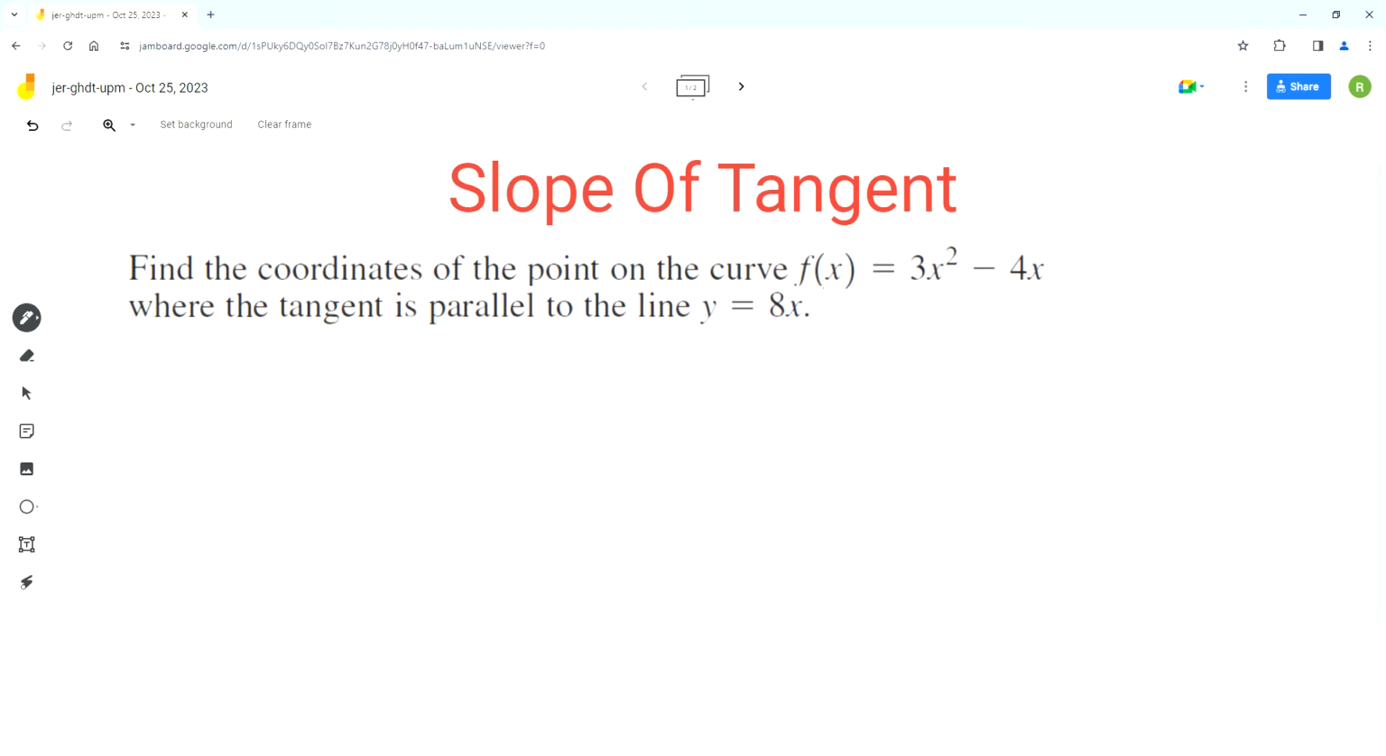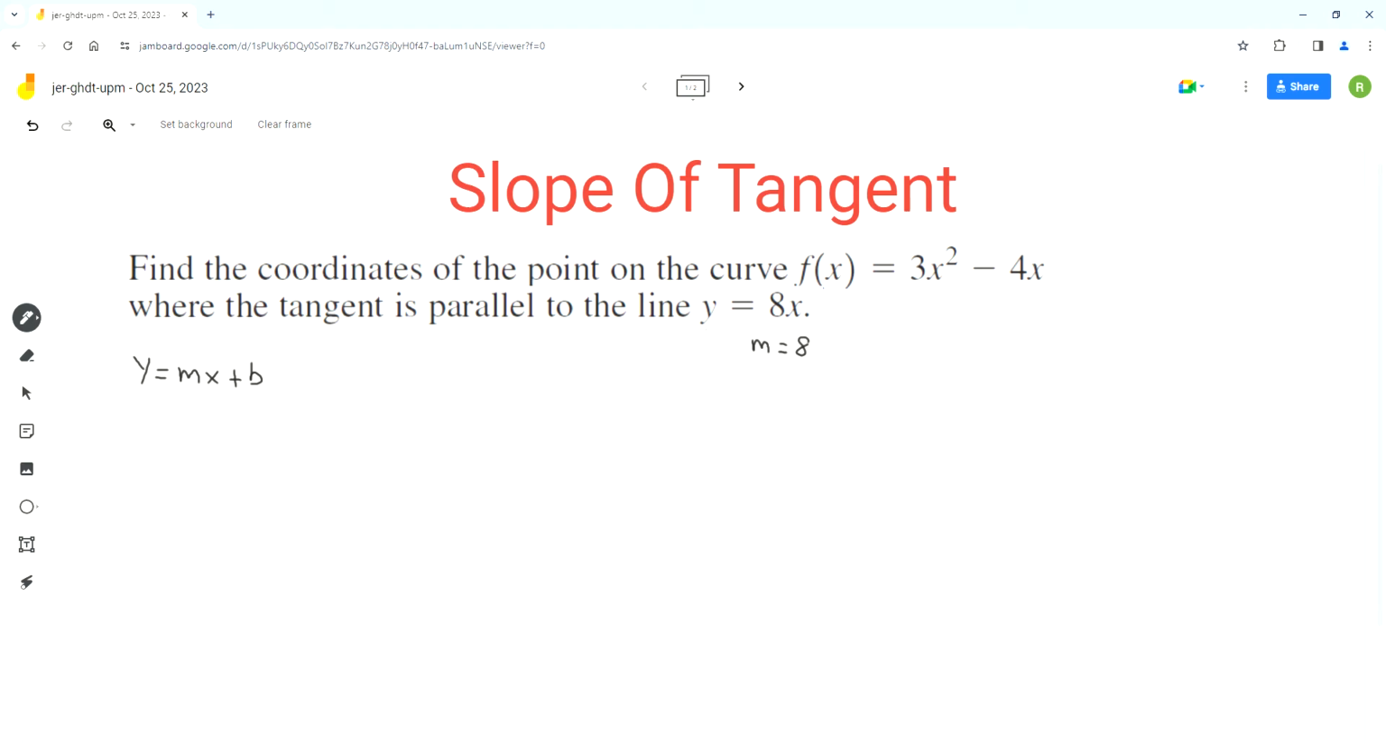As you may know, the general equation of a linear function or a straight line is y equals mx plus b. And the slope of the line is represented by m, the coefficient of the x term. Now in this given equation, the coefficient of the x term is 8. So that means the slope of this line is 8. And since the tangent is parallel to this line, the slope of the tangent should be 8.